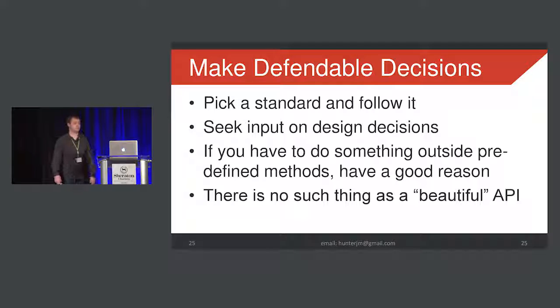Same thing with RESTful APIs. You know, there's a debate going on now about whether hypertext is good or bad or whatever. Most companies use practically RESTful APIs, which follow the first 4 constraints, just to make it easier for clients to implement. So another thing is you need to be able to seek input on design decisions.